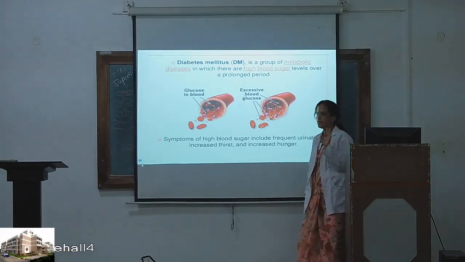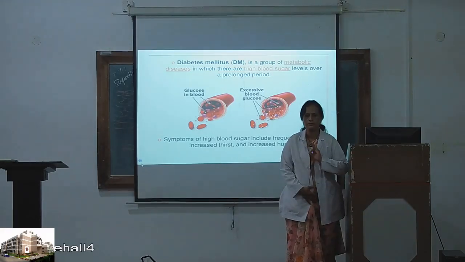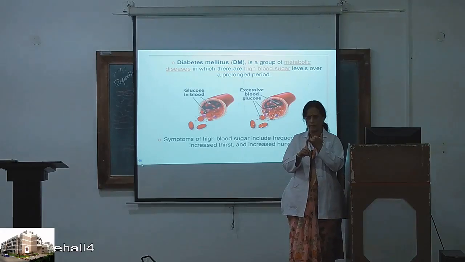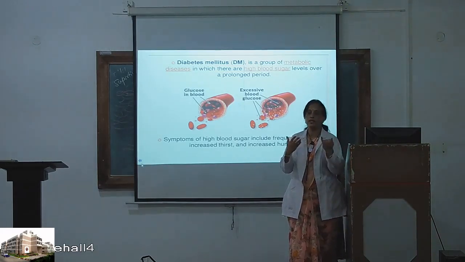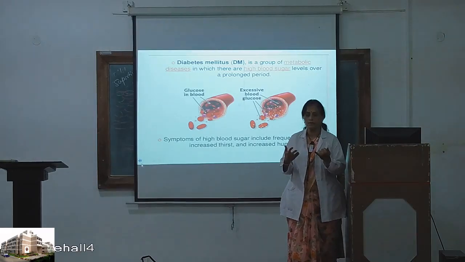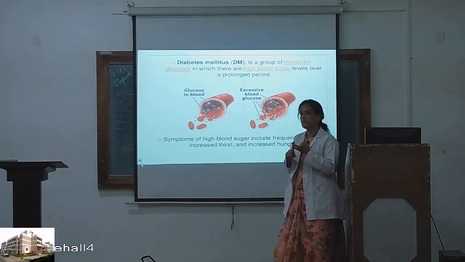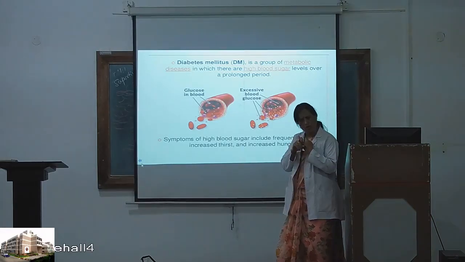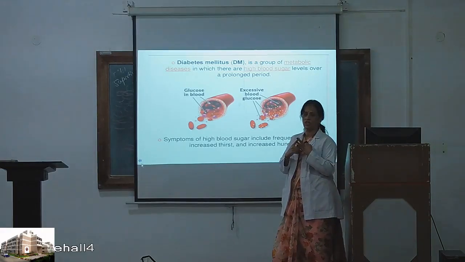So what do we call this? What are the classical symptoms of diabetes mellitus? We say polyuria. The person micturates, passes urine several times, polyuria. So what happens with this? Polydipsia. He drinks a lot of water, feels so thirsty, and polyphagia.